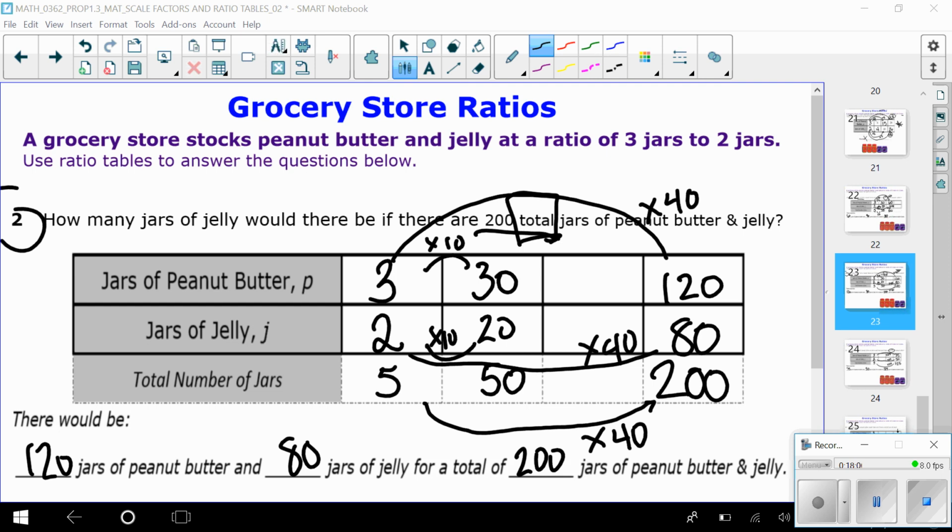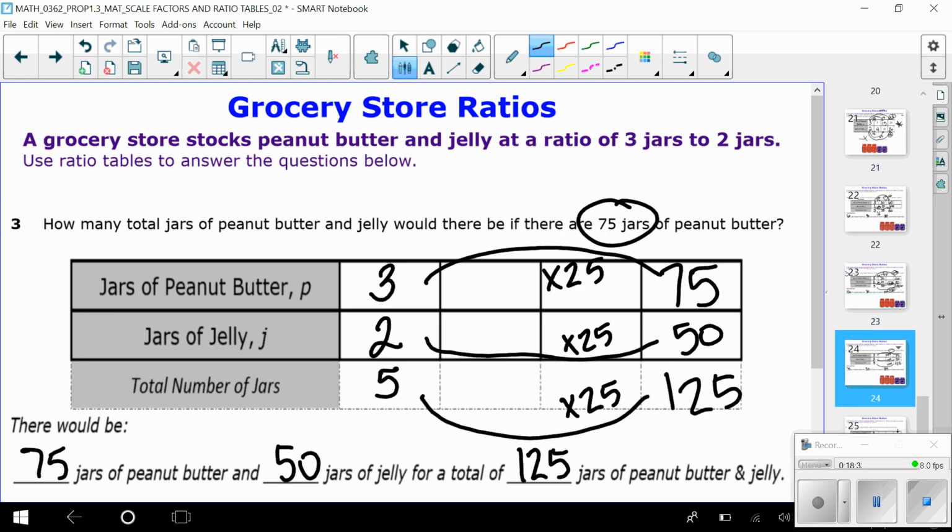Okay, so on this question, you can see that I did a scale factor of 10 to get to 30. And then I realized, oh wait, I can do 5 times something to get to 200. So I did a scale factor of 40. And when you multiply that scale factor of 40, you get 120 jars of peanut butter, 80 jars of jelly, and the total of 200.